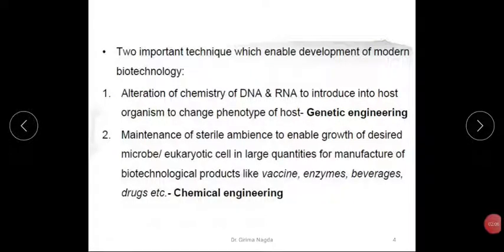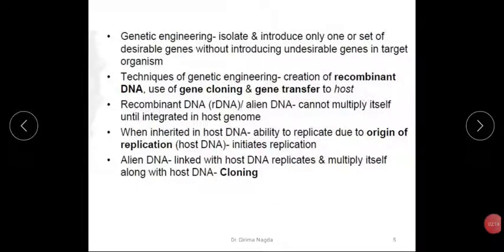And दूसरा है chemical engineering, maintenance of sterile ambience to enable growth of desired microbe eukaryotic cells in large quantities for manufacturing of biological products. Then genetic engineering, it isolates and introduces only one or set of desirable genes without introducing undesirable genes. फिर techniques used are creation of recombinant DNA, use of gene cloning or gene transfer to host.